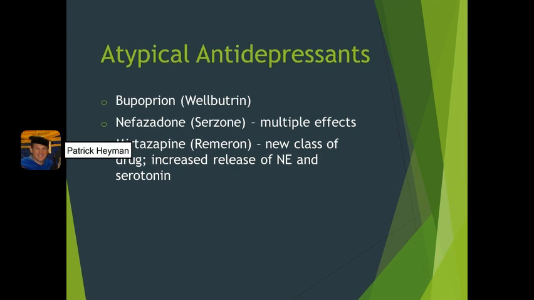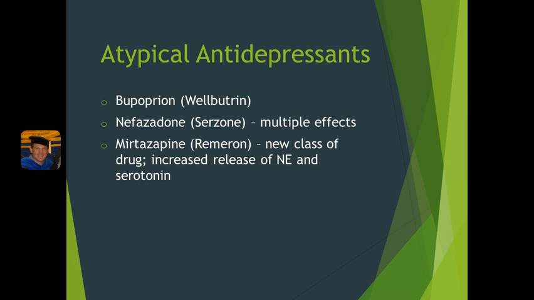Okay, nefazodone and trazodone are members of the same class, and they work kind of multiple ways, but we think the primary way they treat depression is by inhibiting serotonin reuptake. They cause a significant amount of drowsiness, and trazodone is actually usually used as a sleeping aid in elderly patients.